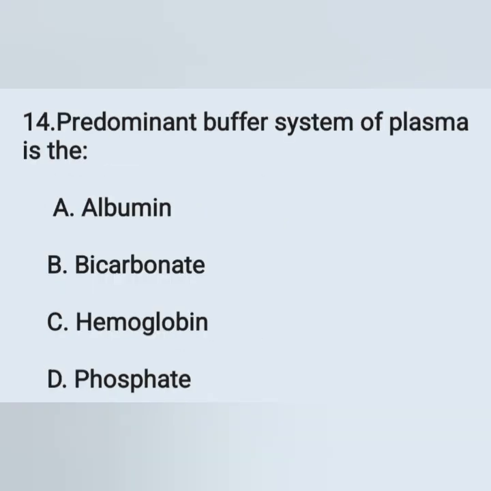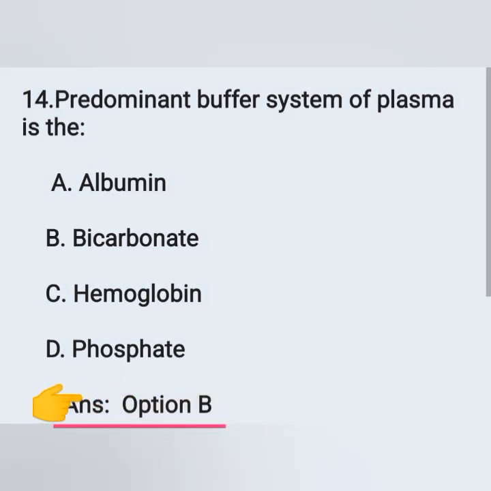On with the next, 14th question. Predominant buffer system of plasma is. Options: option A albumin, option B bicarbonate, option C hemoglobin, option D phosphate. The buffer system of plasma contains bicarbonate. Option B is the correct answer.